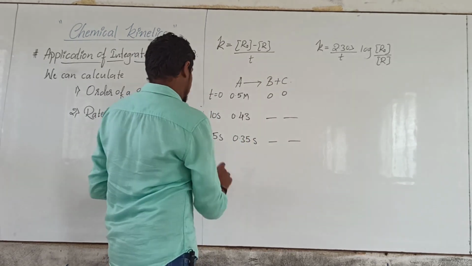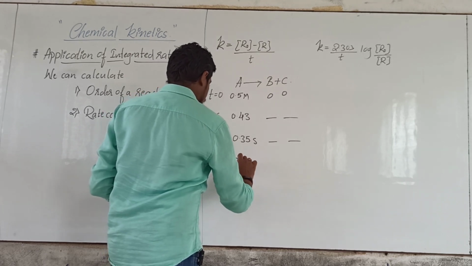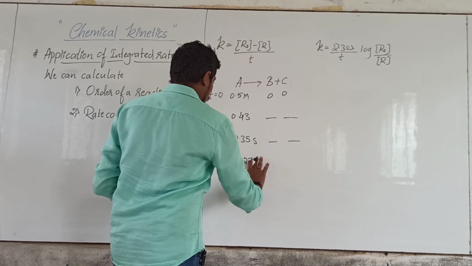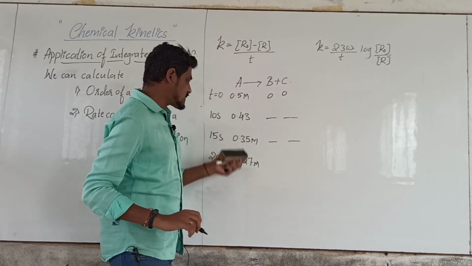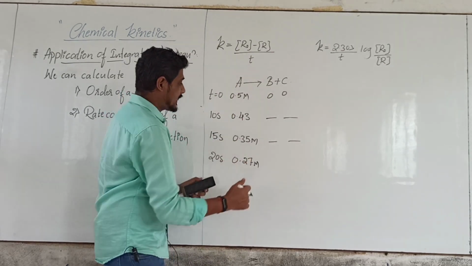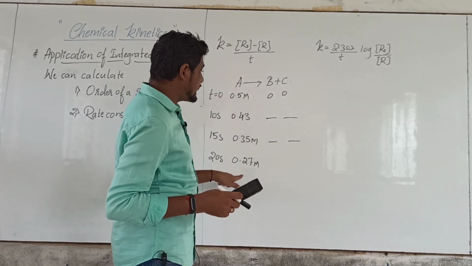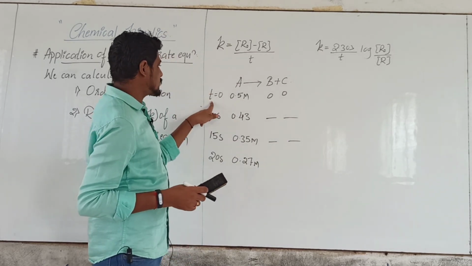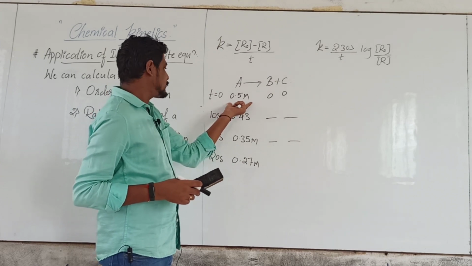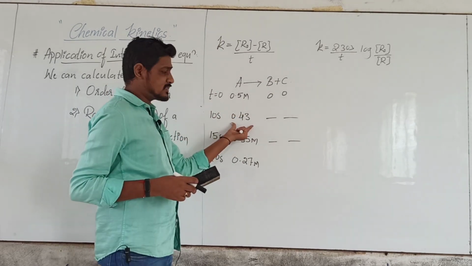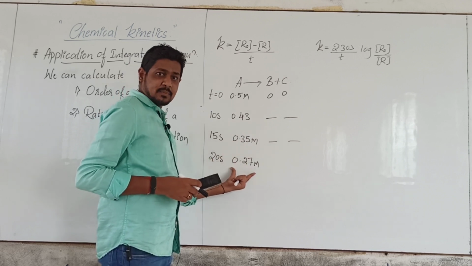Then like this, you have to continue, like 20 seconds. So now it is remaining as 0.27 moles, sorry, molarity. So this is the concentration of A after some time. So now we have got the data. At 0 time we had this much concentration of A, then at 10 seconds this much of A is remaining, then at 15 seconds this much is remaining, then after 20 seconds this much is remaining.